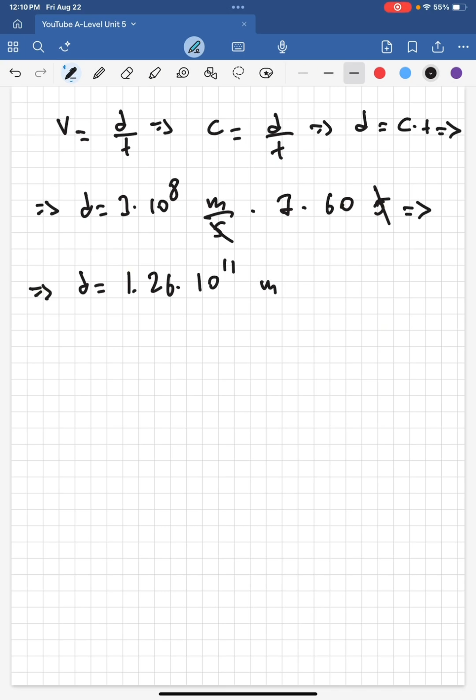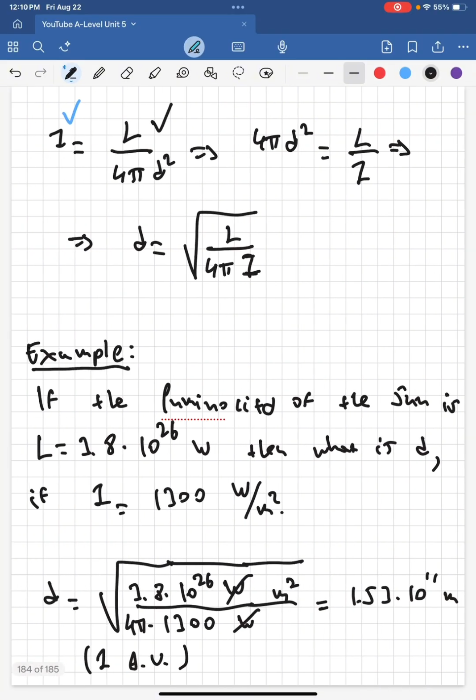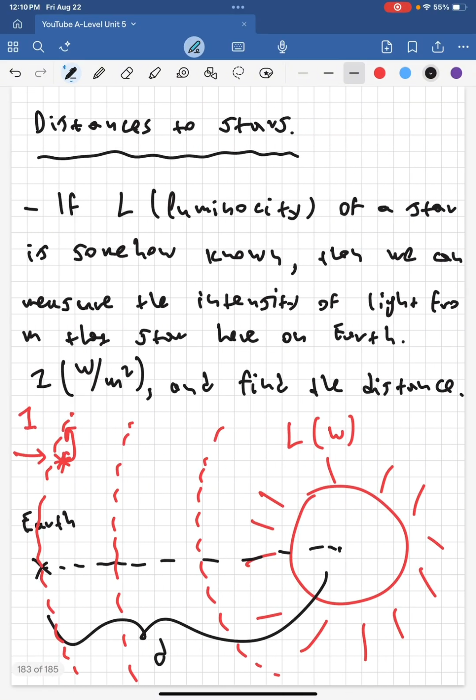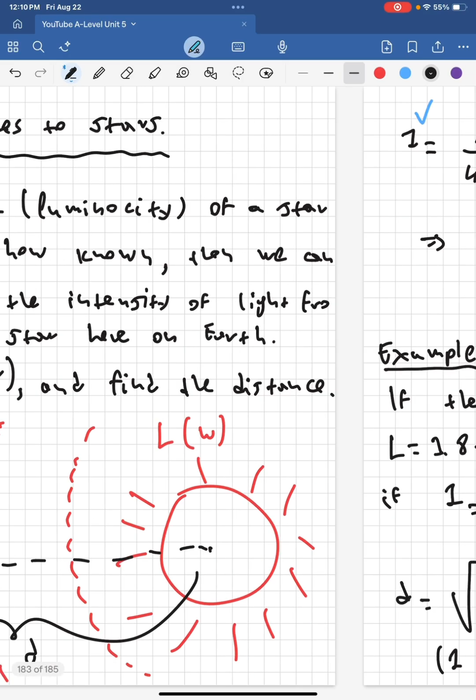So I hope the problem is clear. It's important to know how far away a star is from us, but to do that, you need to know the luminosity. Therefore, we have to rely on other techniques as well to find that distance, because the luminosity is not something that is very well known for everything out there.